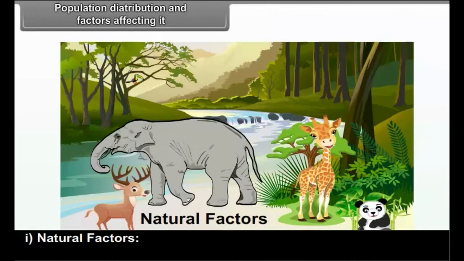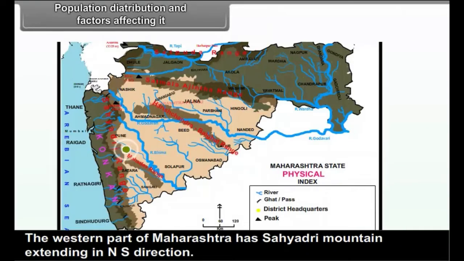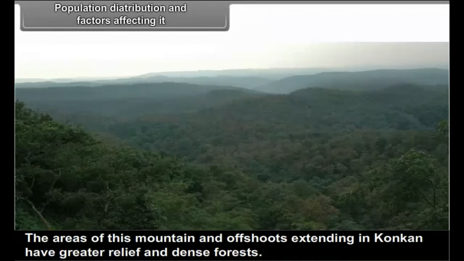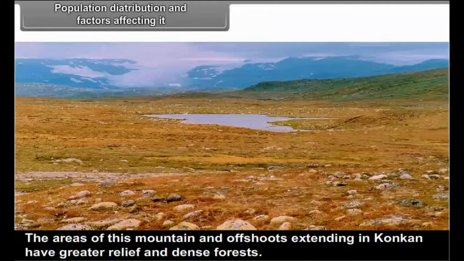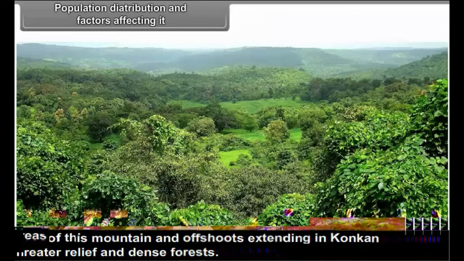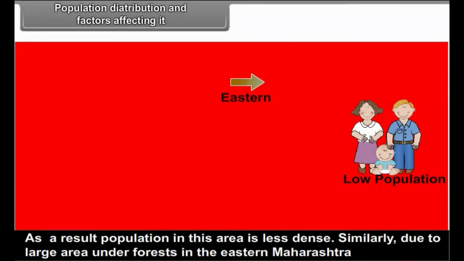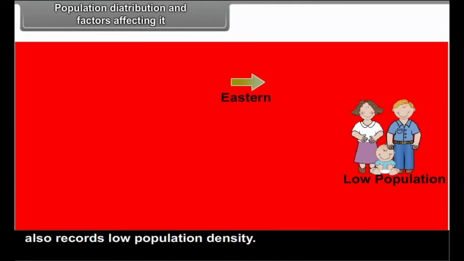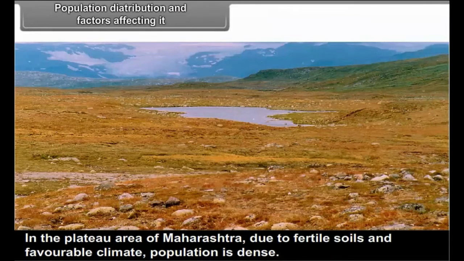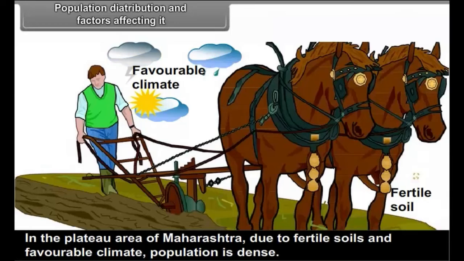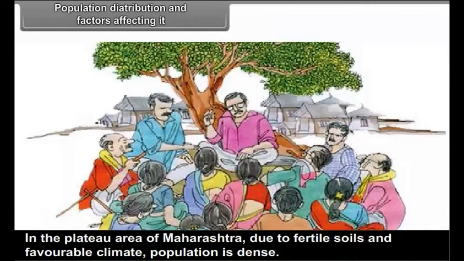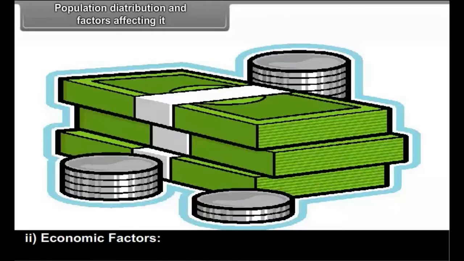Natural factors. The western part of Maharashtra has Sahyadri mountain extending in the north-south direction. The areas of this mountain and offshoots extending in Konkan have greater relief and dense forests. As a result, population in this area is less dense. Similarly, due to large area under forests in eastern Maharashtra, it also records low population density. In the plateau area of Maharashtra, due to fertile soils and favorable climate, population is dense. Economic factors.